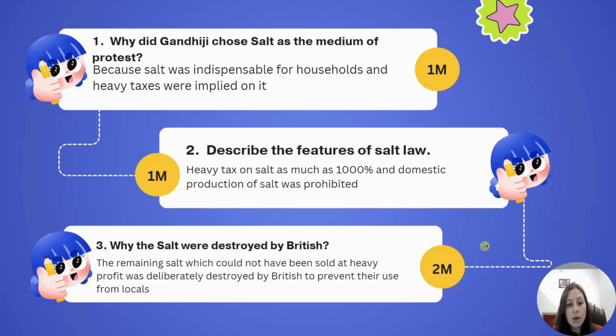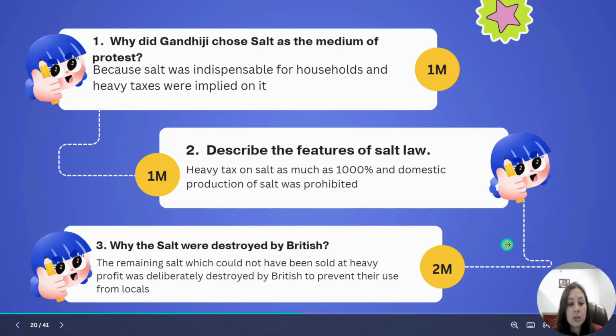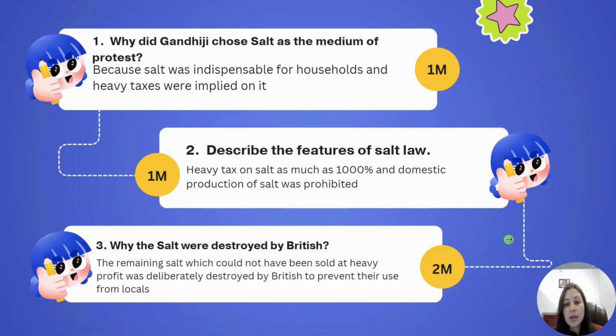Describe the features of salt law. So heavy tax on salt as much as 1,000% and domestic production of salt was prohibited. That means the entire monopoly of salt production was in the hands of Britishers. Why was the salt destroyed by the British? So it was basically to prevent salt from falling into the hands of Indians. So it shows the greed of Britishers, the exploitative nature of Britishers. The remaining salt, which could not be sold at heavy profit, was deliberately destroyed by the British to prevent its use by locals. So this is actually destroying the natural resource.